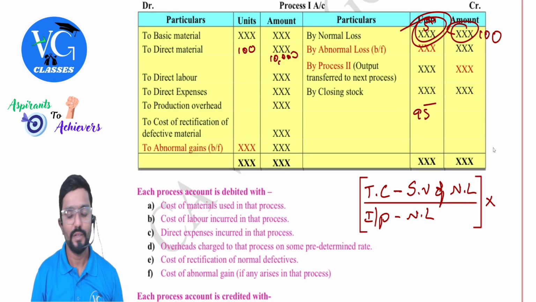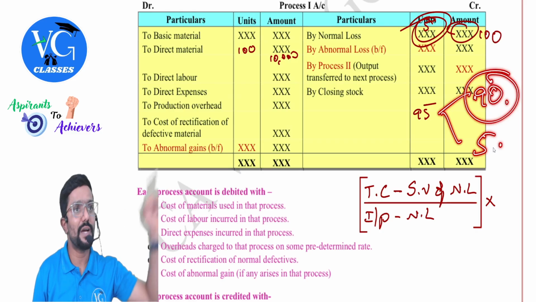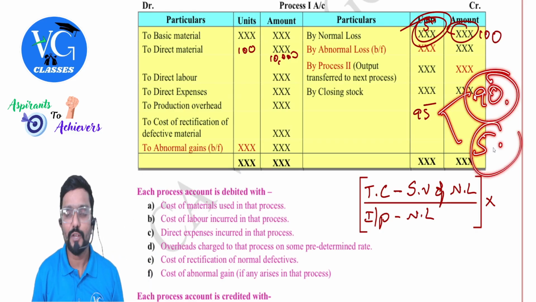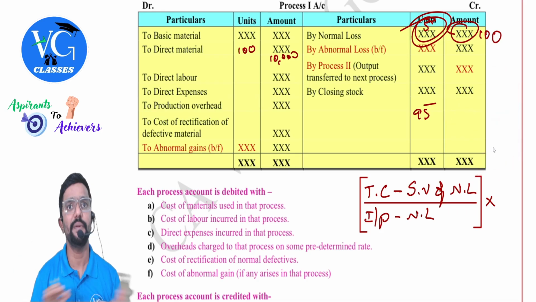Now, assume whatever is the cost per unit you have got, out of this 95, 90 is sold and 5 is kept as closing stock. If I ask you what is the cost of output, then it is 90 into the cost per unit you have got. What is the cost of closing stock? 5 into the cost per unit you have got. Hope you understood. I repeat.